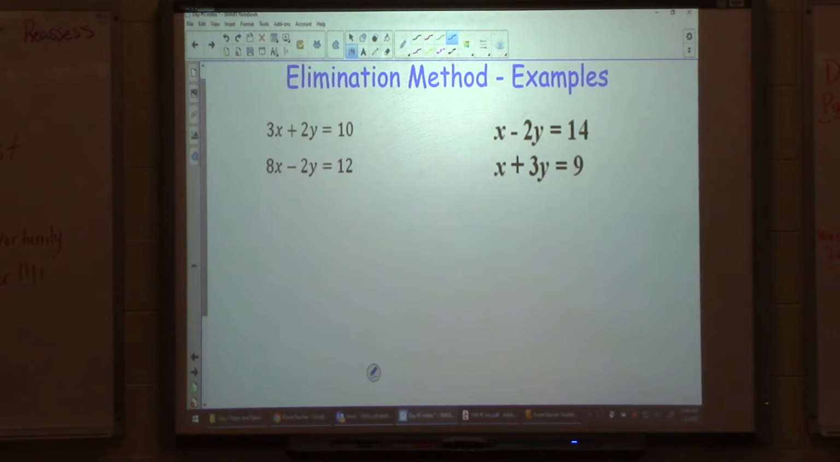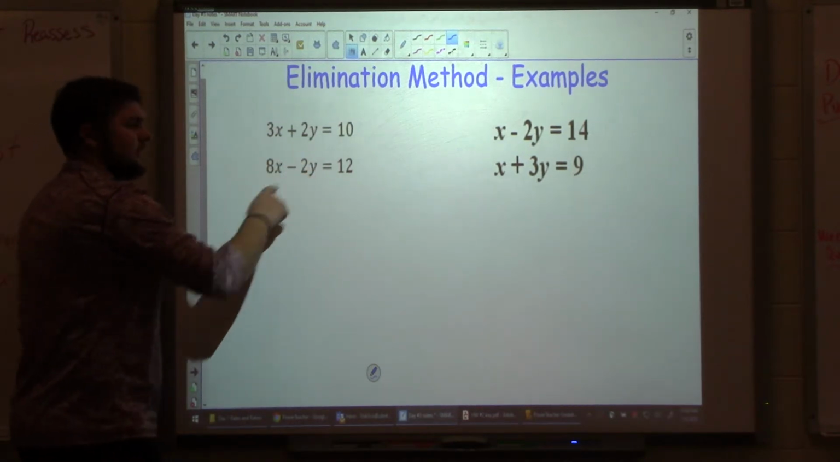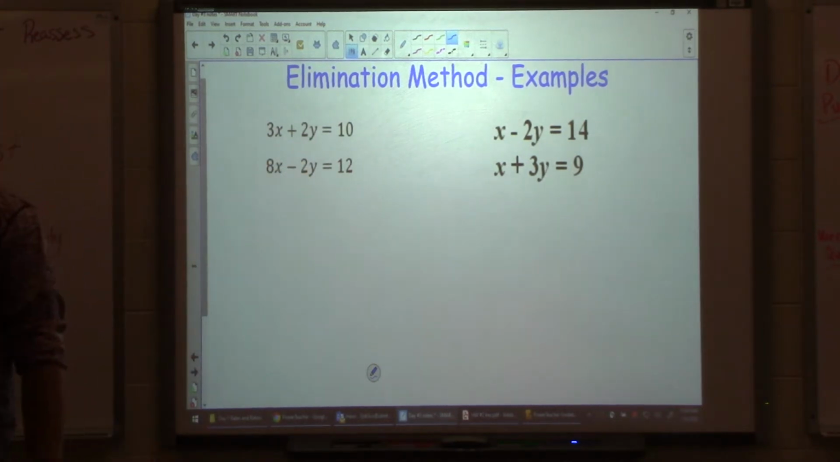Well, let's look at them. Look at the x values. Look at the y values. Do I already have opposite coefficients or opposite numbers in front of one of my variables? Yeah. I do, right? I have positive 2y and negative 2y. So I do not need to multiply by anything. Right? I can just go ahead and start combining them.